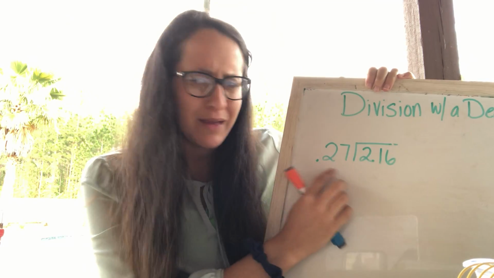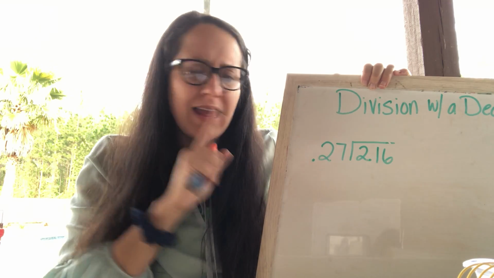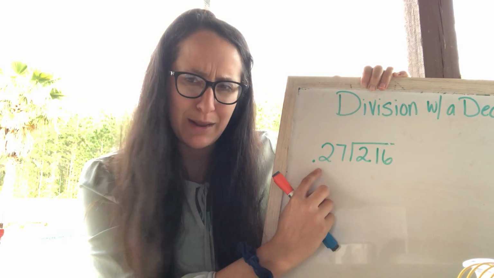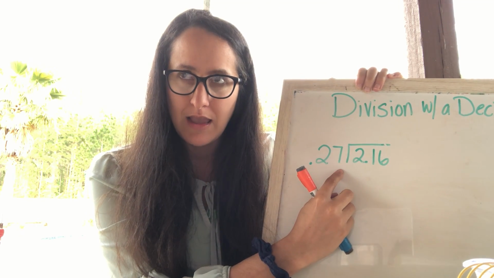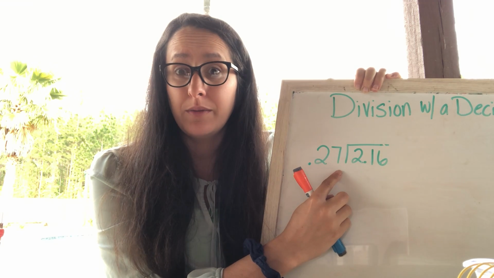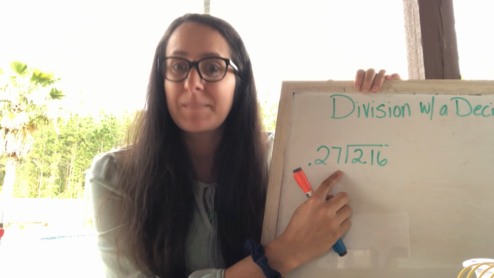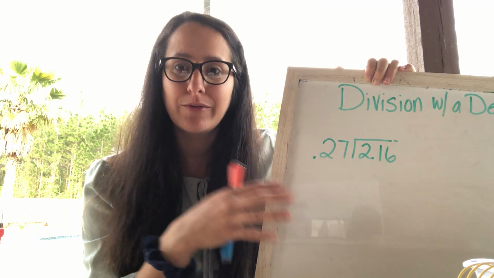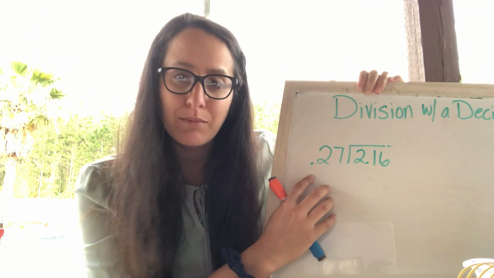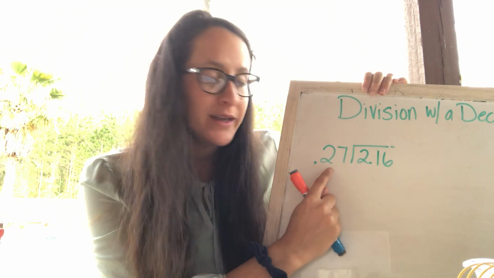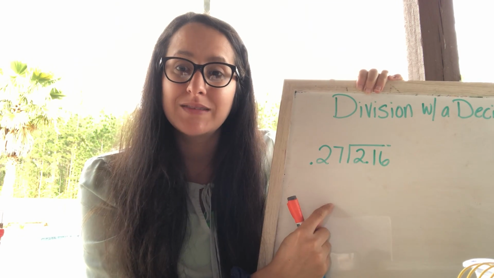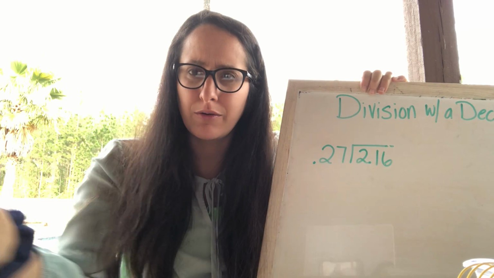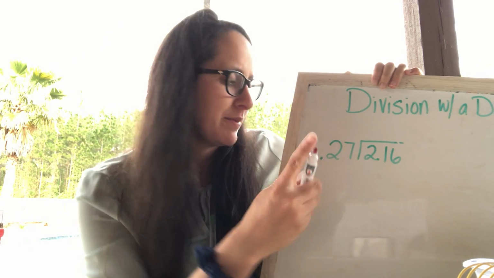So does anyone know, based on some things that we've been doing the past few days, how I could take 0.27 and make it a whole number? Yeah, this is where all of that multiplying by powers of 10 really comes into play. So I can multiply 0.27 by a power of 10 to get a whole number, right? What power of 10 would that be?